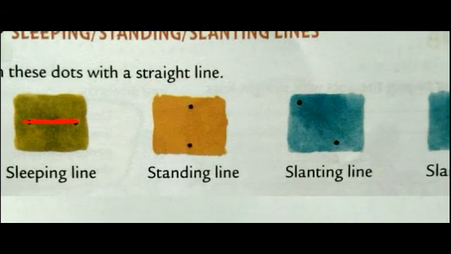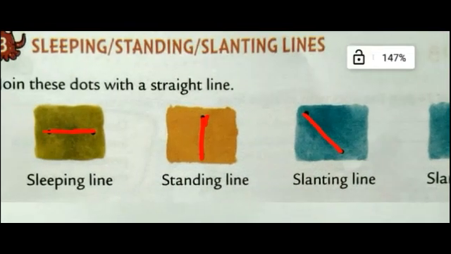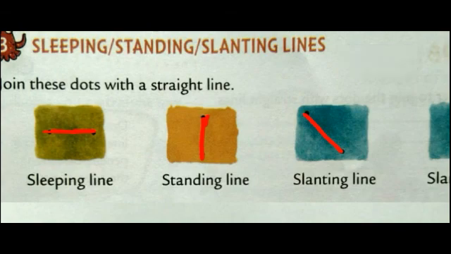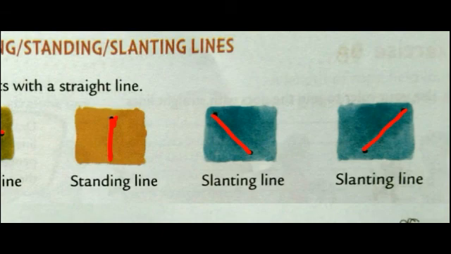Now see the second one. Again we will join the first dot with the second one. So here a standing line is being formed. This is a standing line. Now see the third figure. When we join the first dot with the second one here, and here also first dot with the second one, these are called slanting lines. Okay? This is a sleeping line, this is a standing line, and these are slanting lines.